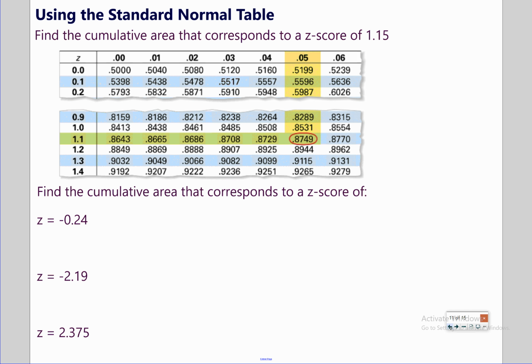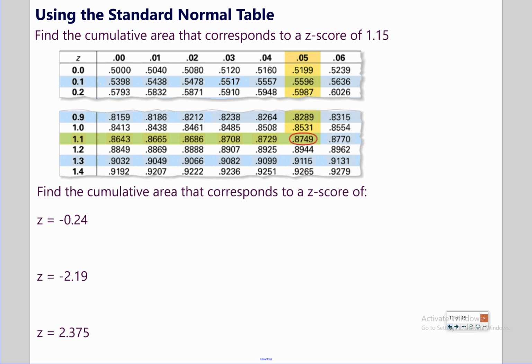Okay, so the next one that's up there, and I've got a little picture there for you, it says find the cumulative area that corresponds to a Z-score of 1.15. So when they say cumulative area, they're saying from the left all the way up to your Z-score, okay? So find 1.15 and make sure you can locate 0.8749 on here, okay?